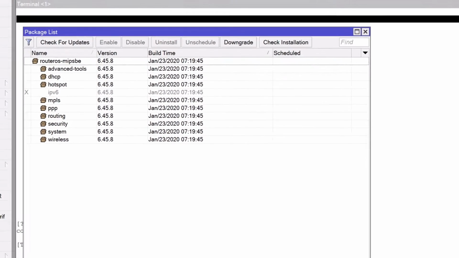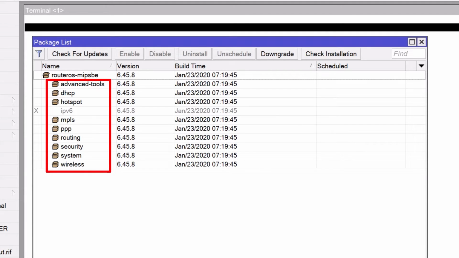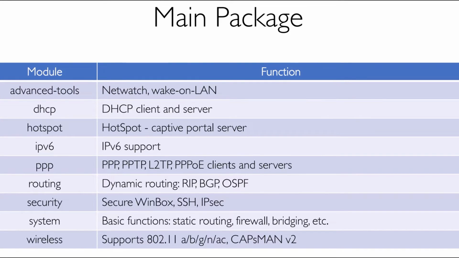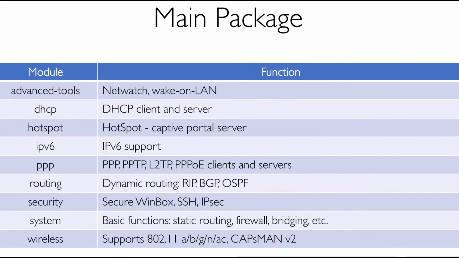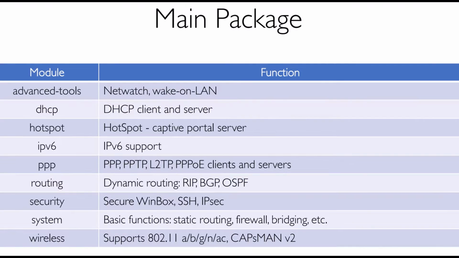Now let's take a closer look at MikroTik System Packages. The main update package contains essential RouterOS functions that form the backbone of your router's capabilities. Let's refer to the table for a detailed breakdown of these core functions. These packages, including wireless, DHCP, routing, and more, provide the foundational features necessary for configuring and managing your network effectively.